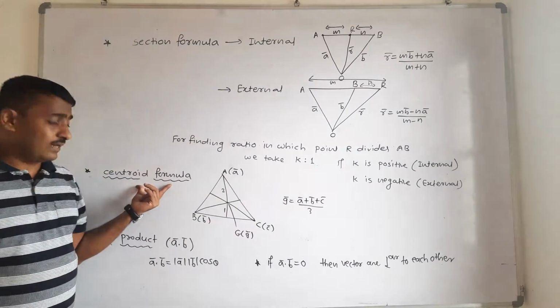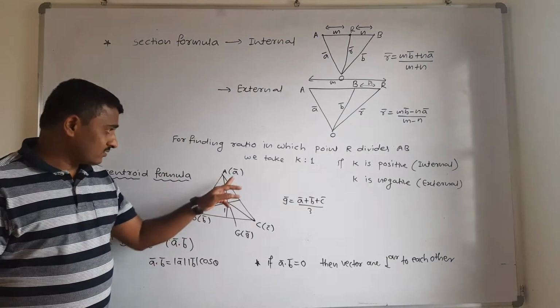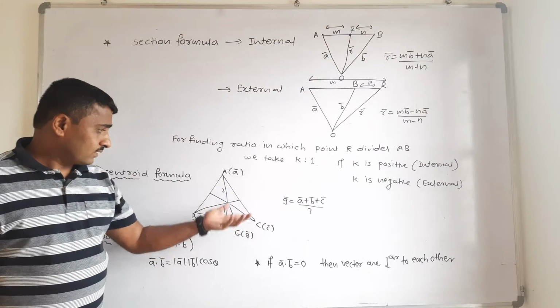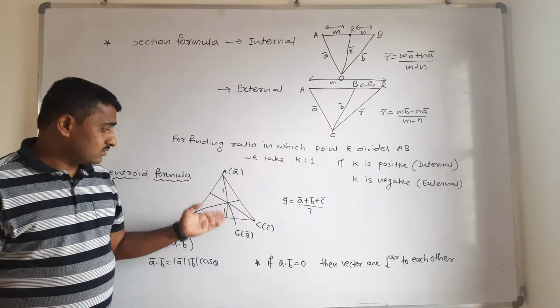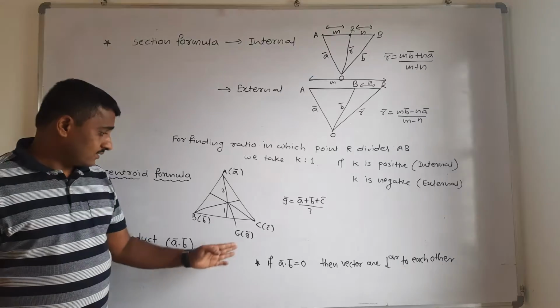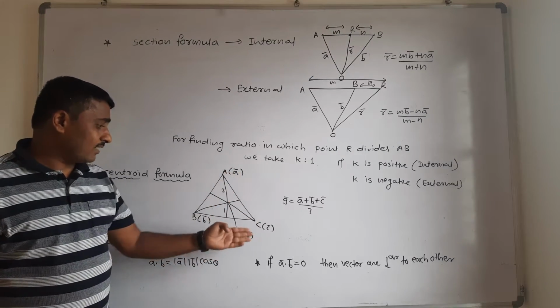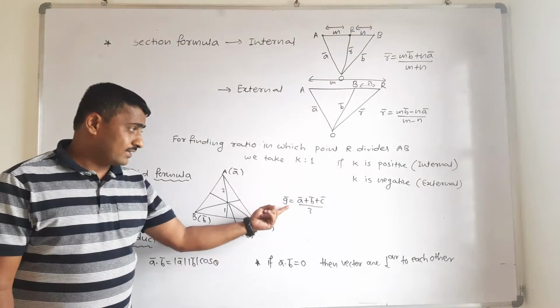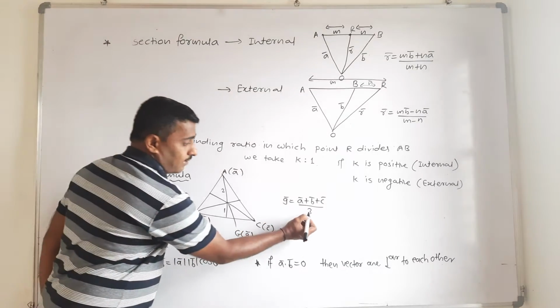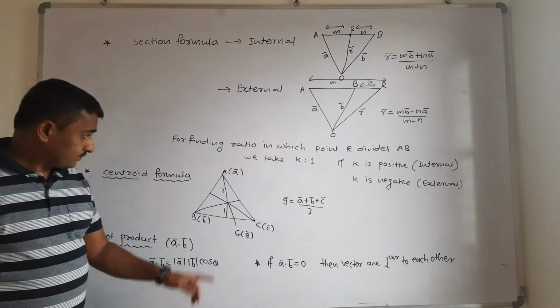This is centroid formula. Again these are just the notation. A, B, C are the vertices of a triangle and G is the centroid. Then position vectors are A bar, B bar, C bar and G bar. Then G bar is equal to (A bar plus B bar plus C bar) upon 3.